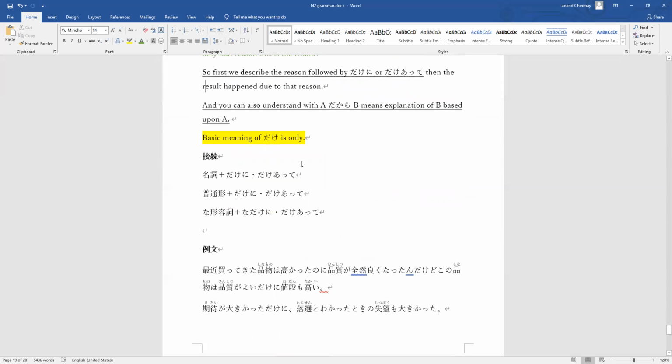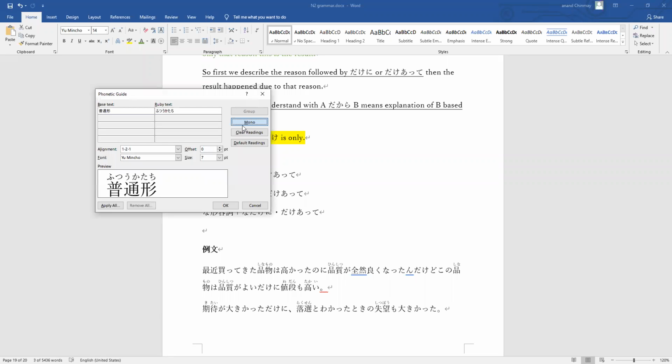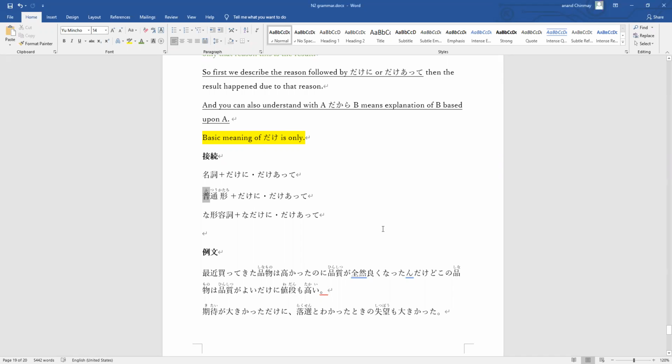So it is Meishi plus dakini. You don't have to use any particle or anything, you can use it directly. Meishi plus dakini, and dakini ate or dakiate. Futsuke is the plain form, the dictionary form or normal form, of verbs and adjectives. When I say futsuke, I mean the plain form of the verb and the i adjective, and the na adjective. There should be na dakini: na adjective plus na dakini. Okay.